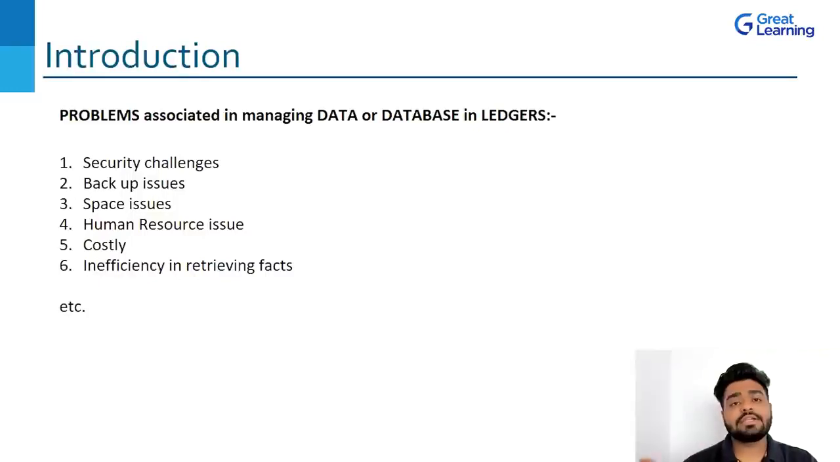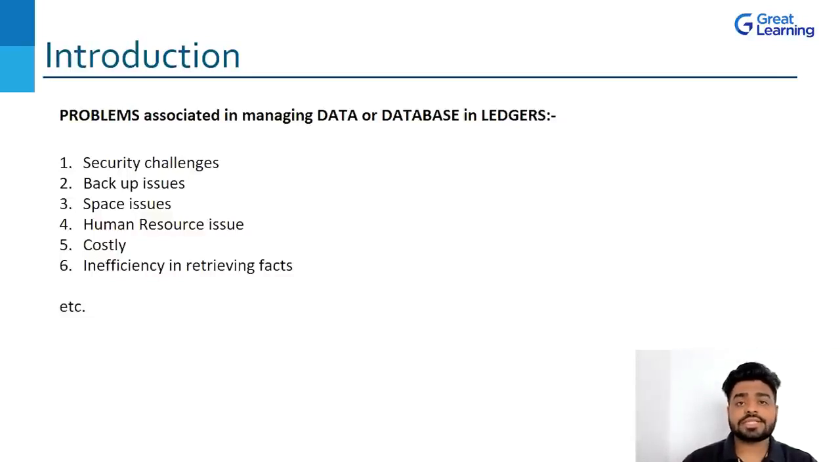Now, costly. It's very costly because you have to buy the ledgers, you have to keep them safe, and you have to have human resources, most of the people around those ledgers to keep them safe and secured. Inefficient in retrieving facts. If you want to search some details, what do you have to do? You have to tell the people, hey, I came to this hotel long back and I want to search those details. Can you please show me? The hotel manager will go to their godown, bring that particular ledger down, and then they will search.